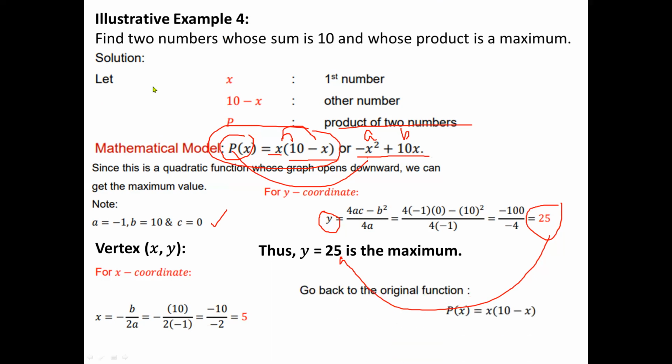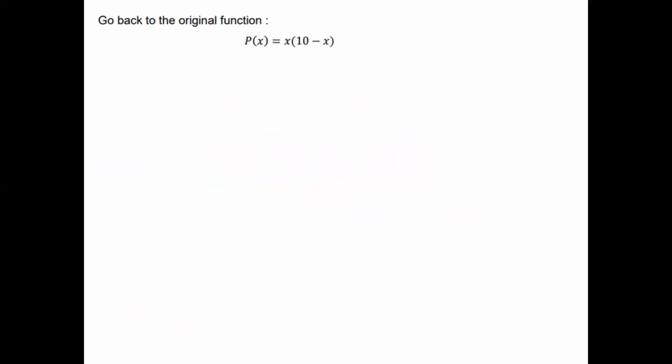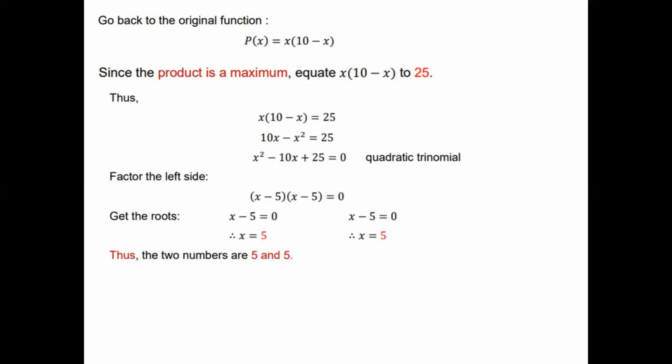Then, you go back to the original function. Okay, P of x equals to x times 10 minus x. We'll try to find out. If we will go back to the original function, P of x equals to x times 10 minus x. Since the product is a maximum, equate x times 10 minus x to 25 doon sa maximum value. Equate daw natin. And that's it. Malalaman natin ang value ng mga x natin. Okay?